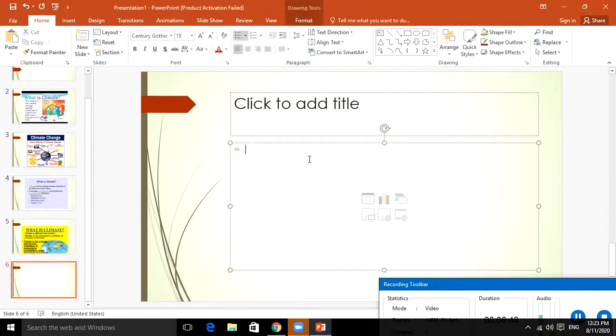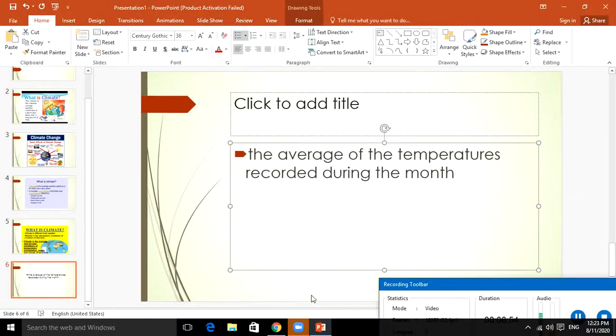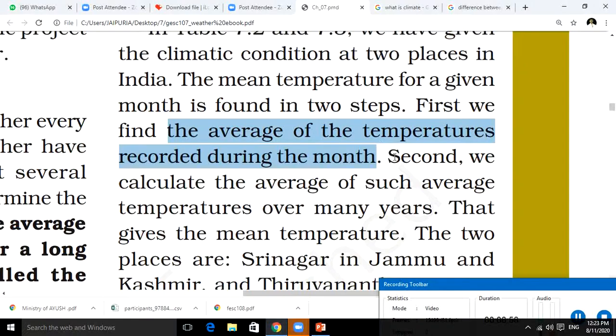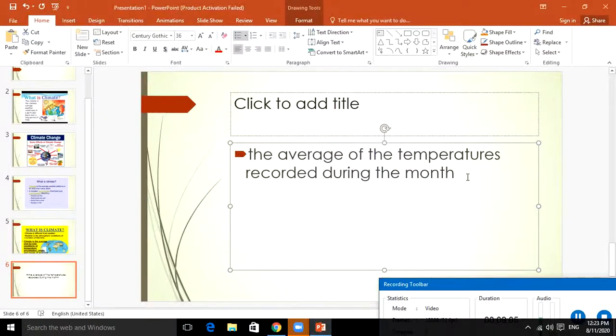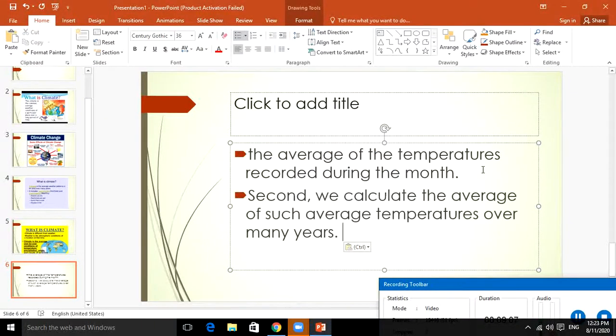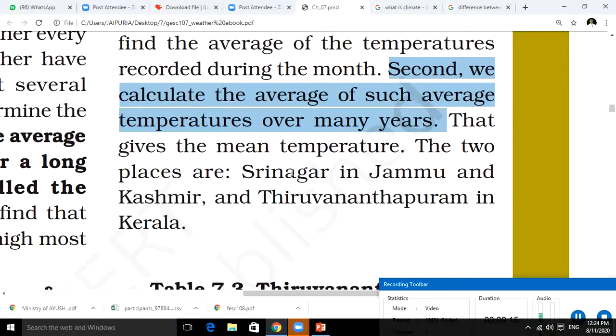The first thing which is important is the average of the temperature recorded during the month, and second, we calculate the average of such average temperatures over many years. So these two steps are very important, students. The second step is to calculate the average of such temperatures over a period of time, and that gives the mean temperature.